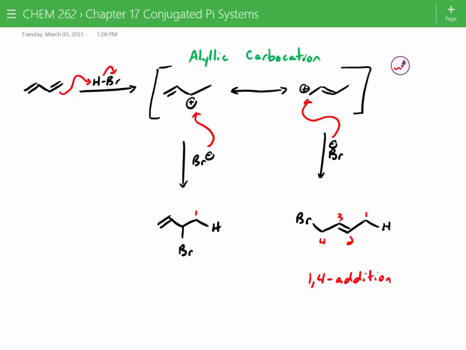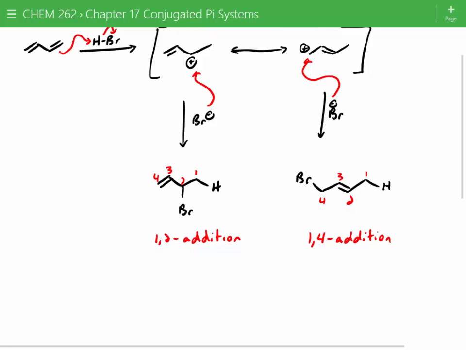If we look at the one on the left, we can still count out to 4, but our bromine added onto the 2 position. This is 1,2 addition. You do the counting, you only count on the side where added. Yeah, it's relative to one another, so 1,2 just means it's adjacent. 1,4 means that you've got a separation of additional carbons in there. So kind of like 1,3 diaxial interactions, it's just relative to one another.